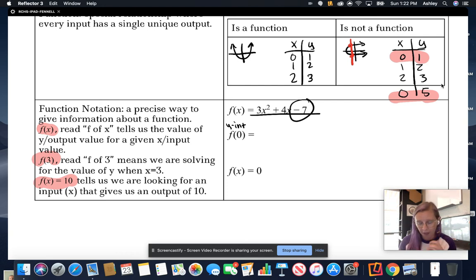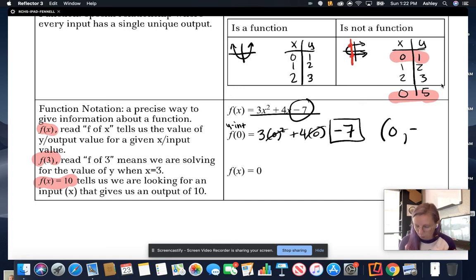So my input, my x value, is going to be 0. 3 times 0 squared plus 4 times 0 minus 7. Well, these go away because anything times 0 is 0, and I'm left with -7. So that means when x is 0, y on this function is going to be -7. So this gives you an ordered pair, a specific point on the function, the x and y, the corresponding values together. Okay, slightly different.